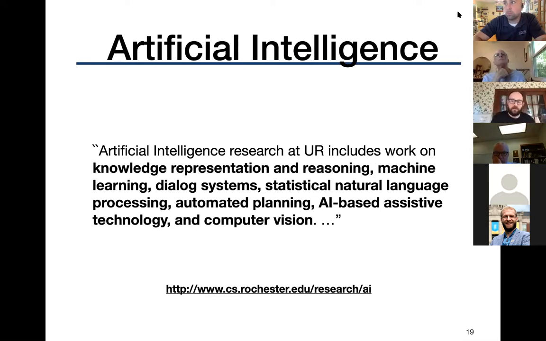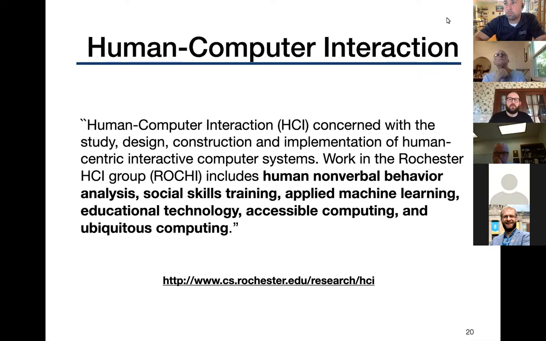So very exciting stuff. Our fourth group that is worked on at U of R is human-computer interaction. This one is a blend of multiple regions. HCI tends to focus on applications that really impact people's lives and improve them in a personal way. So this is things like accessibility and social skills training and other stuff along those lines.